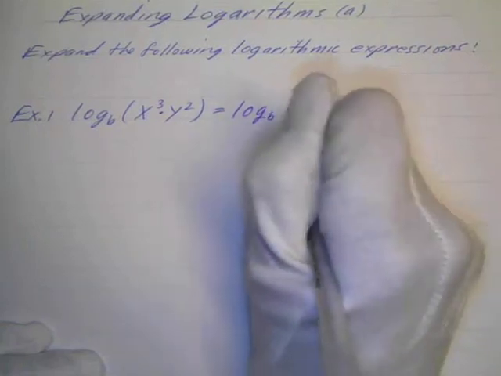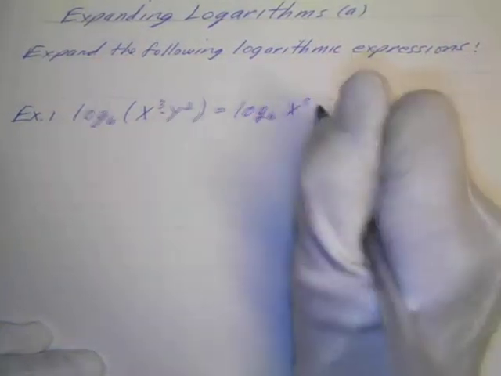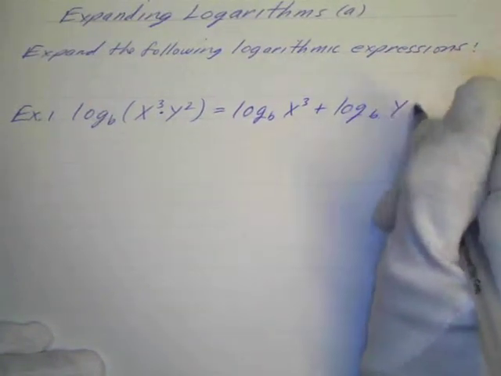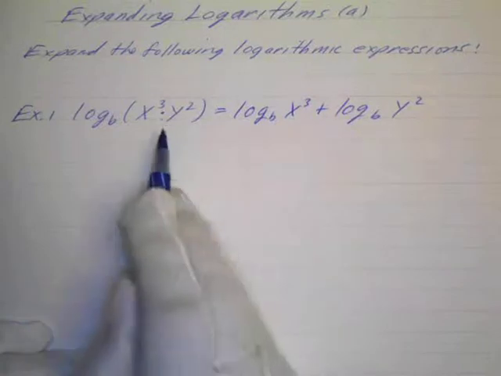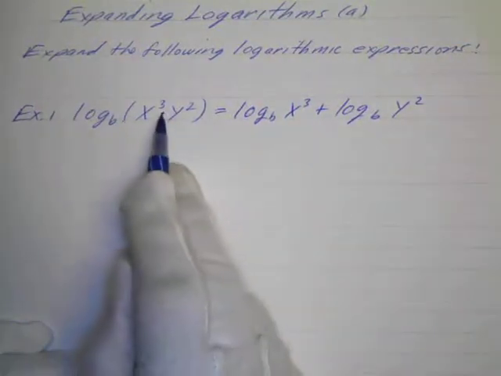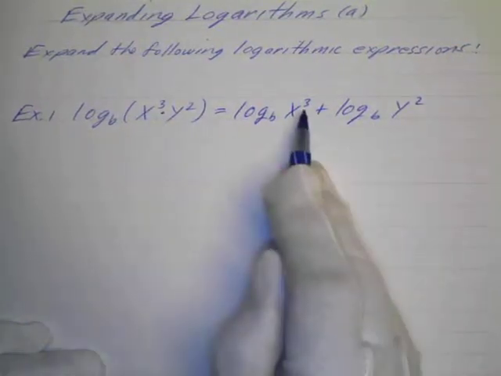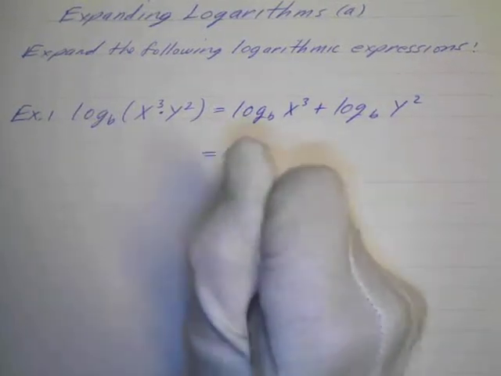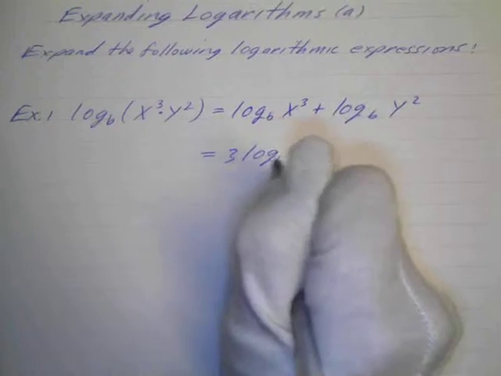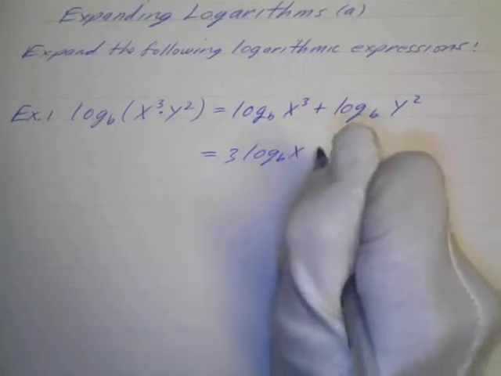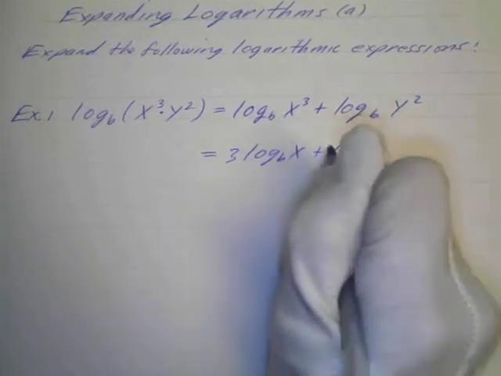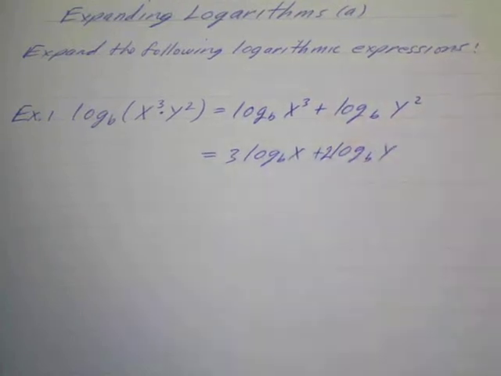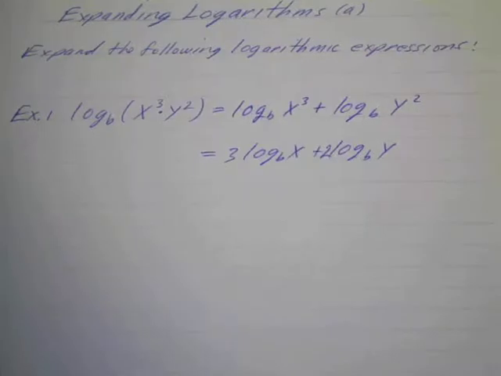Log to the base b of x to the third, plus log to the base b of y squared. So we've applied the first property. The log of a product is the sum of the logs. But now we've got exponents. We can apply the third property, and we can put that exponent in front. So that's just going to equal 3 times log to the base b of x plus 2 times log to the base b of y. So put that 2 in front. And that's all you have to do.